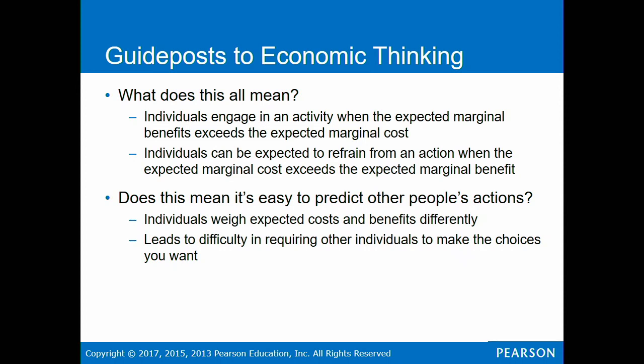Individuals can be expected to refrain from an action when the expected marginal cost exceeds the expected marginal benefit. So you're not going to do something that ends up being more costly. You're not going to act to make yourself worse off. I use the word expected there. You expect to be worse off for buying something. You may end up making yourself worse off, but in that moment, you think you're going to be making yourself better. You only find out later that you shouldn't have spent money because the car broke down immediately.